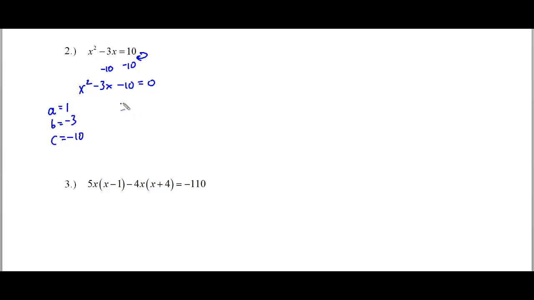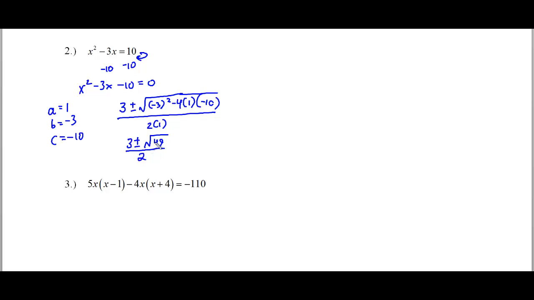So what we have here is 3 plus or minus, that's the negative b, plus or minus the square root of b squared minus 4 times a times c, all divided by 2a, 2 times 1. So what we have here is 3 plus or minus, and if you compute that in your calculator, what you get is the square root of 49, all divided by 2.